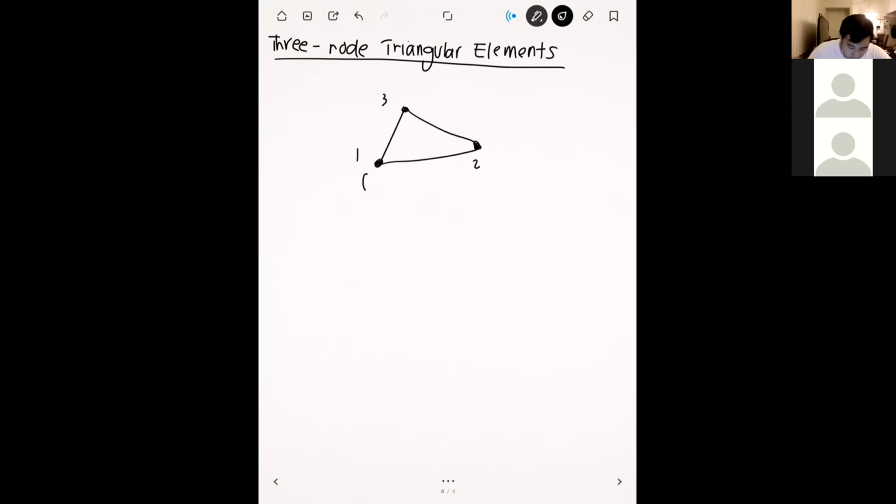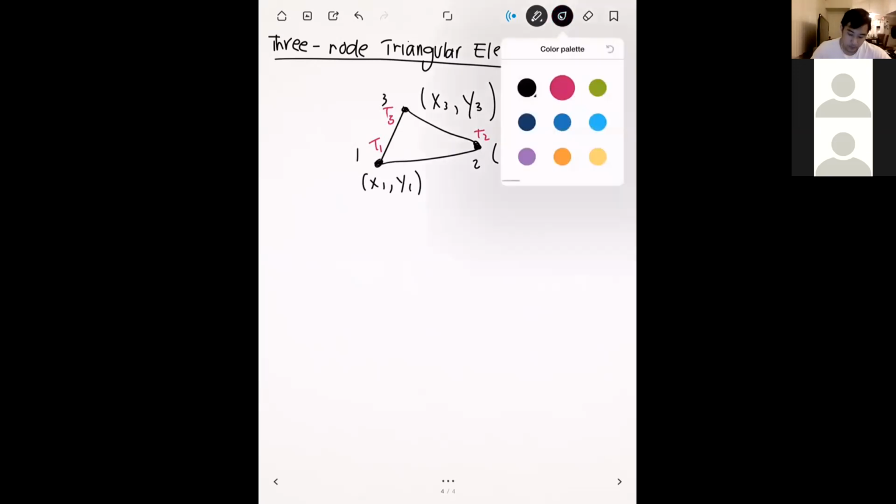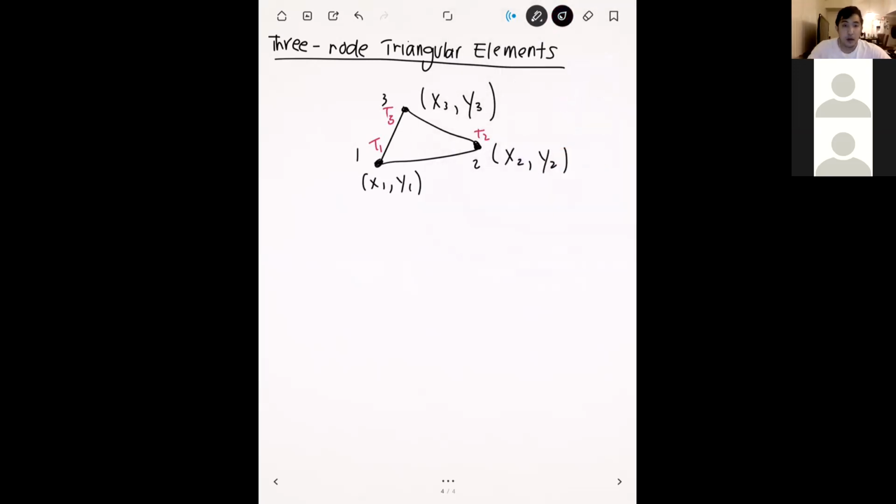For location 1 right here, location 1 is going to have coordinates x1 and y1. Location 2 is going to have coordinates x2 and y2, and location 3 is going to have coordinates x3 and y3. Also at these nodes, since we're solving the heat equation, each of them is going to have a corresponding nodal solution value too. We're going to have a nodal solution value of T1 at node 1, T2 at node 2, and T3 at node 3. This is our generalization of our 1D element, except now we're in 2D and we have both x and y cases.